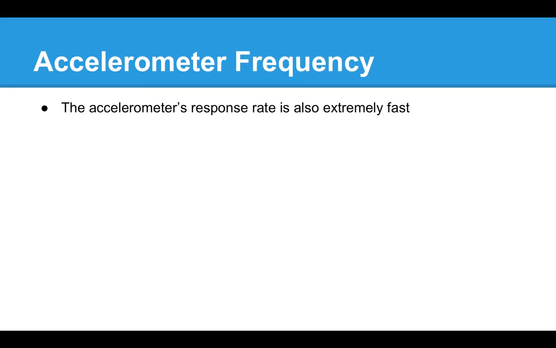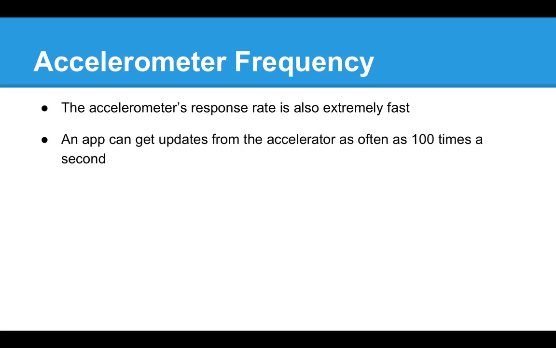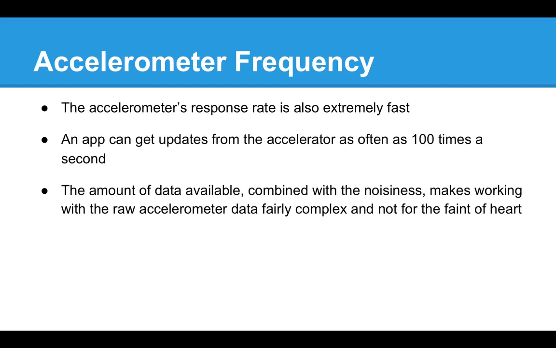The accelerometer response rate is also extremely fast. The accelerometer can provide updates to an app as many as 100 times a second. What this means is that it's pretty difficult to work with the accelerometer directly because there is so much data and noise involved. So to process the signal tends to be pretty complex stuff.